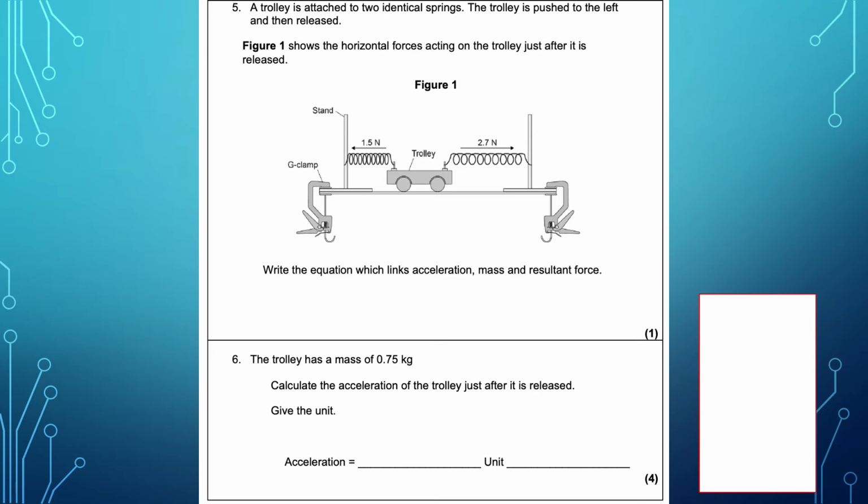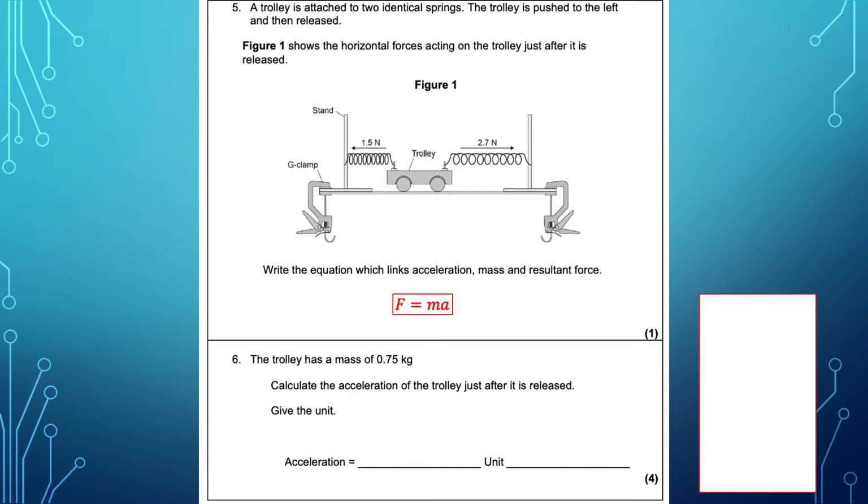Figure 1 shows the horizontal forces acting on the trolley just after it is released. Write the equation which links acceleration, mass, and resultant force. So this one should be quite easy. That one is just F equals m times a.